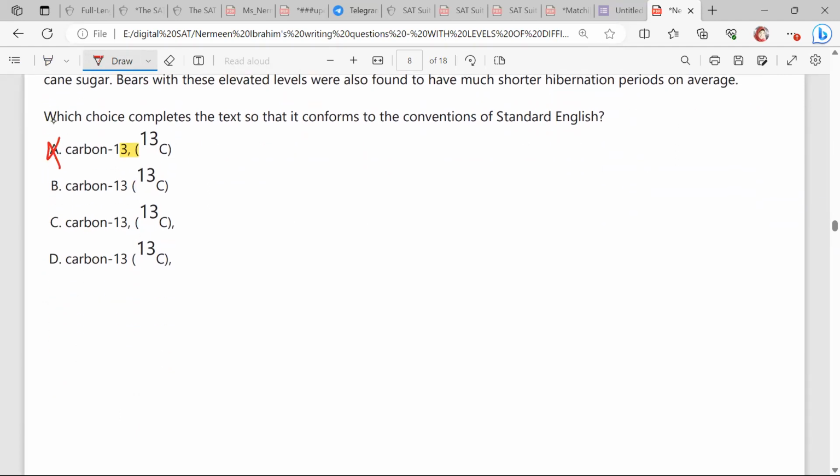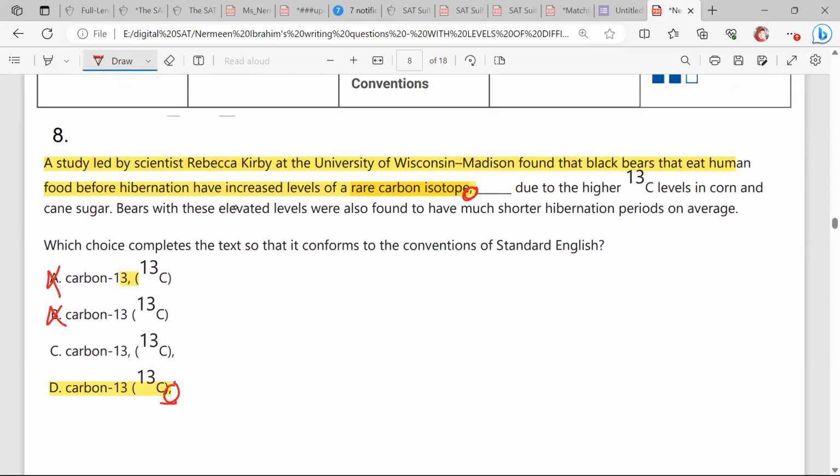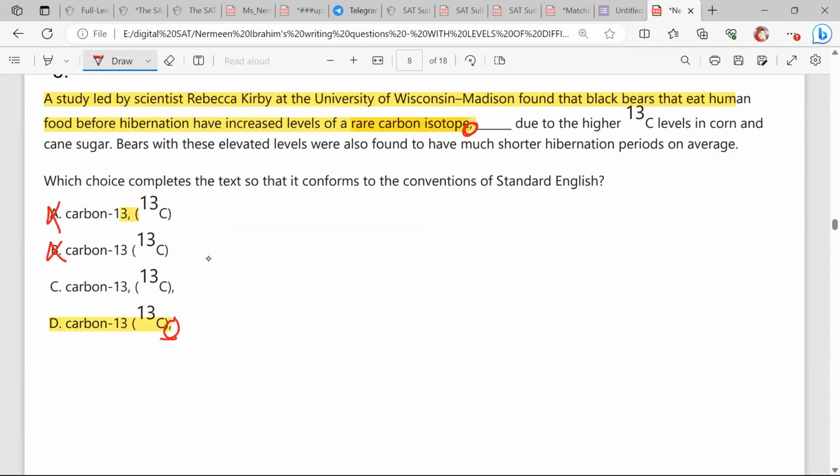So I will eliminate A and B because there is no comma after the isotope formula. Okay, so it's either C or D. Why wouldn't I go for C, as your friend mentioned? The information is written already between two parentheses. Why shall I add two commas? No, it can't be. So the right answer is going to be D, because this comma will be paired up with that one to mark the non-essential information.